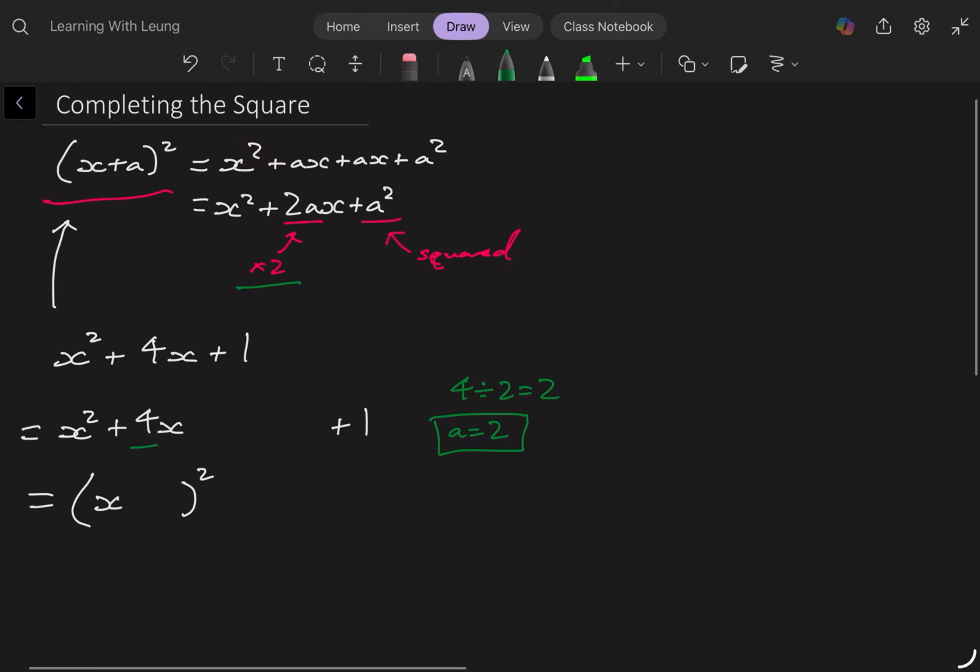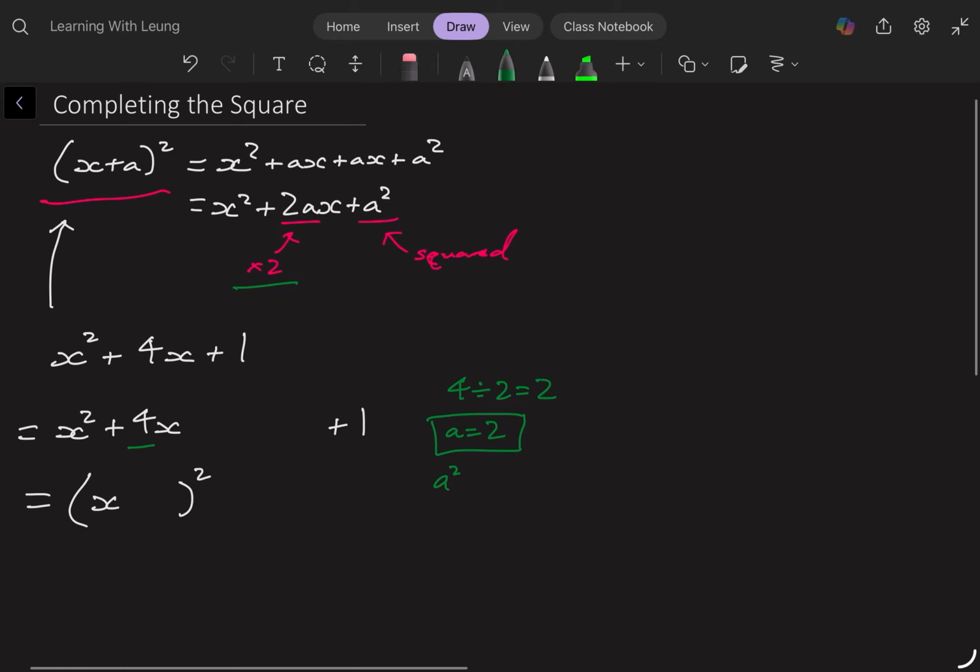Then, in order to make sure that our equation remains the same as the one before, we want to make sure that we get this a squared. But we can't do that by just putting in a squared, because we can't just add anything we like to a bracket or to an expression. We need to make sure that we keep the equation balanced. How do we do that? Well, firstly, we calculate a squared.